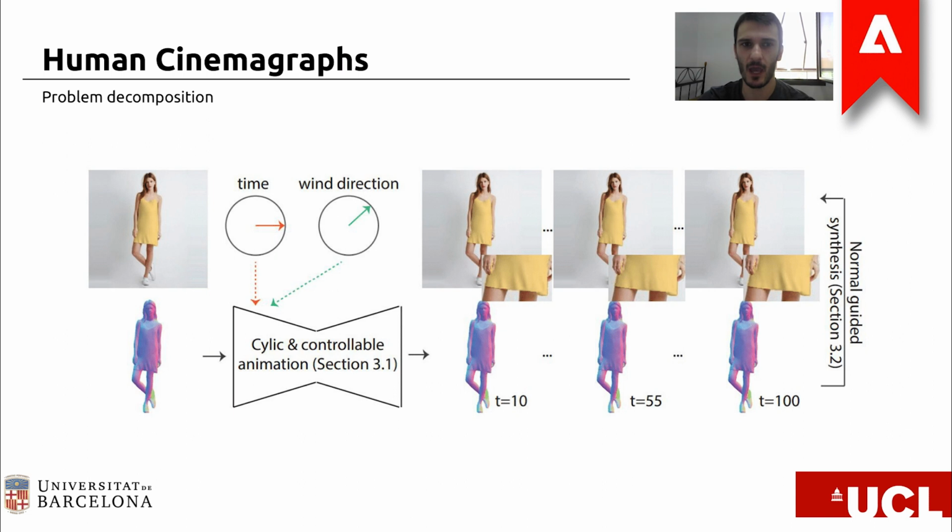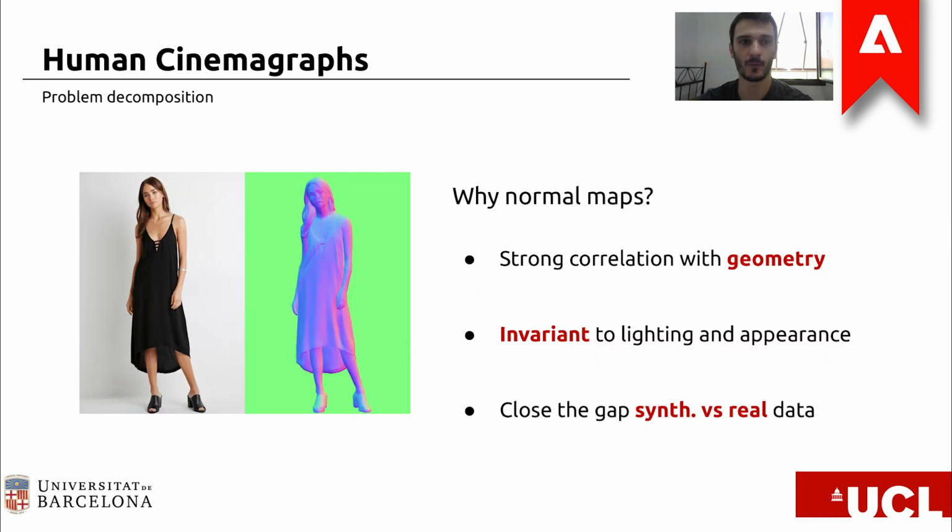To solve this problem, we propose decomposing first the problem in three different stages. We start with our input RGB image in the top left corner of this slide. This is converted into a normal map using an off-the-shelf neural network for normal estimation. Then, using our novel CycleNet conditioned on the wind direction, we generate a looped video sequence of normal maps, as shown in the row below. Finally, we developed a normal guided synthesis that generates RGB frames based on the original RGB input and the predicted normal looped videos.